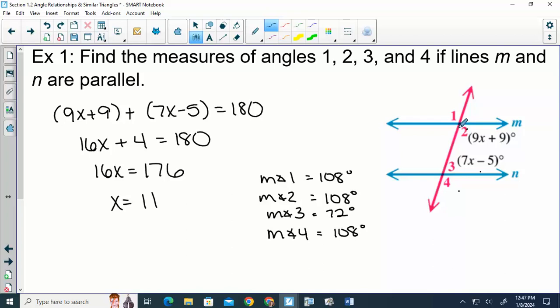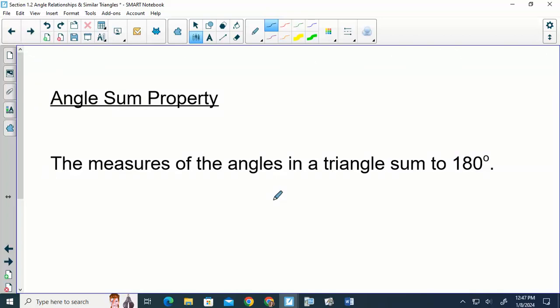Second piece that we will use a lot. All the angles in a triangle add up to what? 180. Triangle is 180. Like a square, rectangle, circle, those all add up to 360. So that is the second important piece from today. Probably even more important than those special relationships. The angles in a triangle add up to 180 degrees.